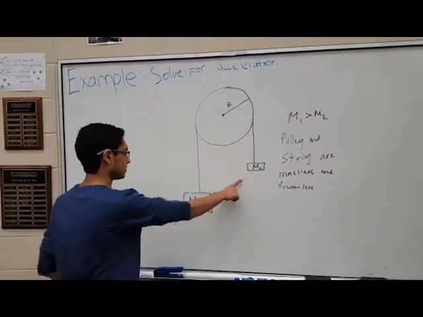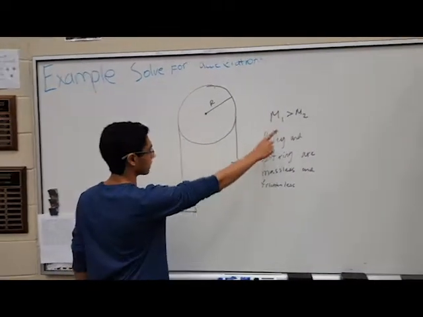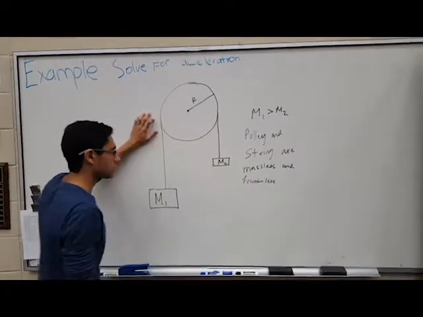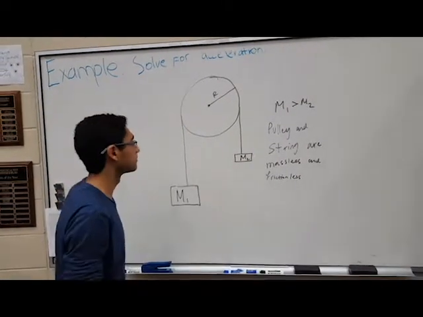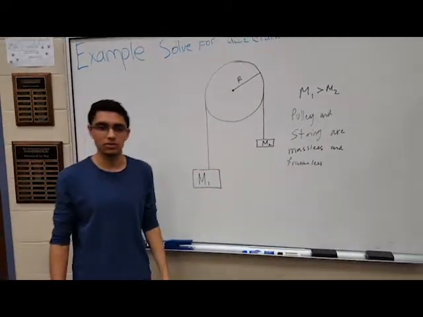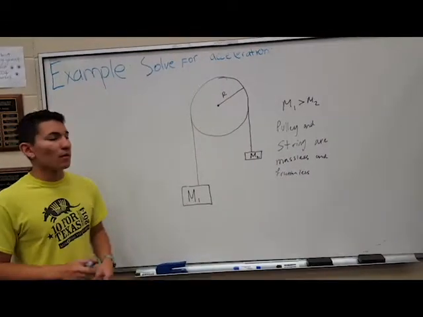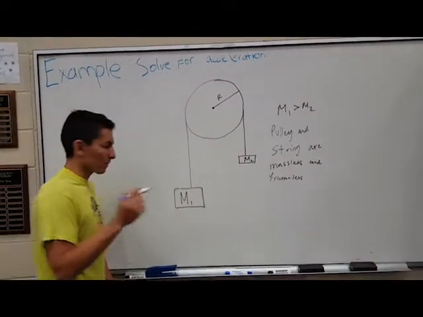We have two masses, M1 and M2, where M1 is greater than M2, and the pulley and string are both massless and frictionless. Okay, David, I'd like to see you solve this. Alrighty, so I'm going to first do a free body diagram.